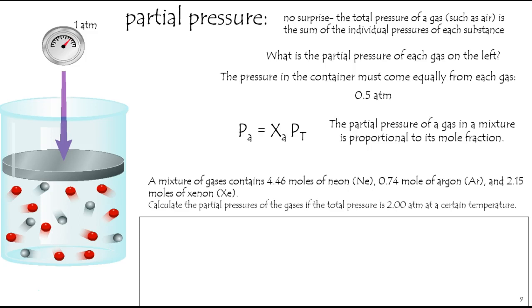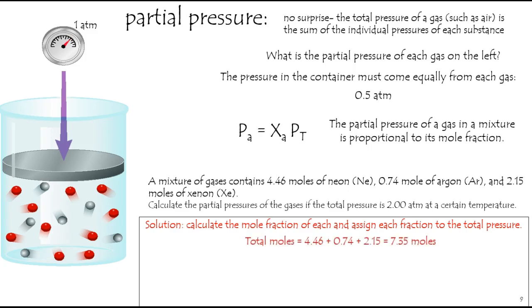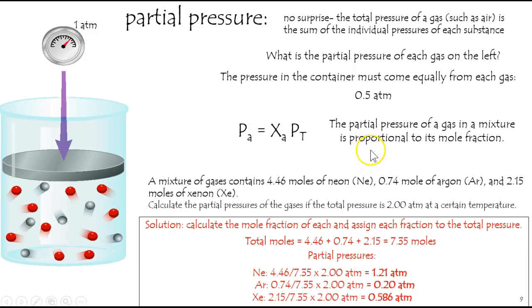Let's calculate the partial pressure of each if the total pressure is 2 atmospheres. I just find the percent of total for each, and that would be the mole fraction for it. So let's find out what the total number of moles is. The total number of moles is 7.35, of which 4.46 came from neon. Do the same thing for argon and xenon, and you'll see that it is a certain percentage.